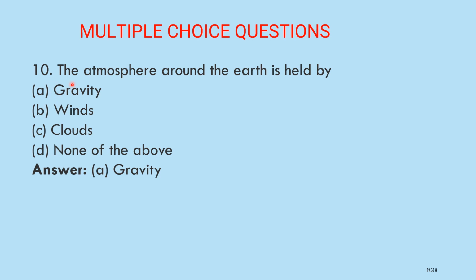Next question: the atmosphere around the Earth is held by option A, gravity; option B, winds; option C, clouds; option D, none of the above. The correct answer is gravity.